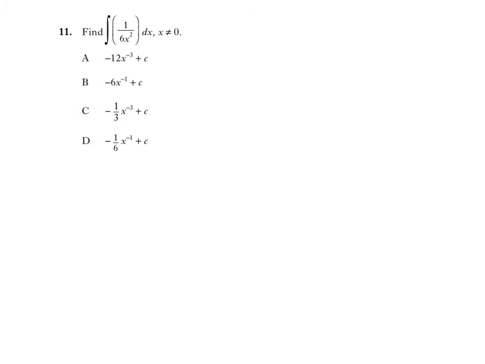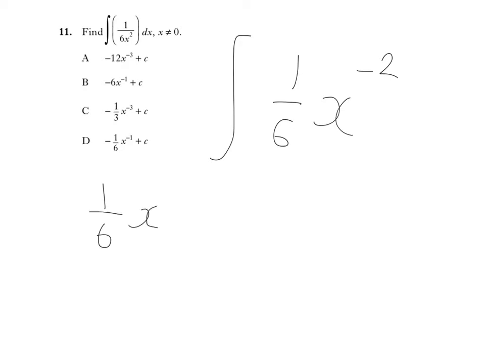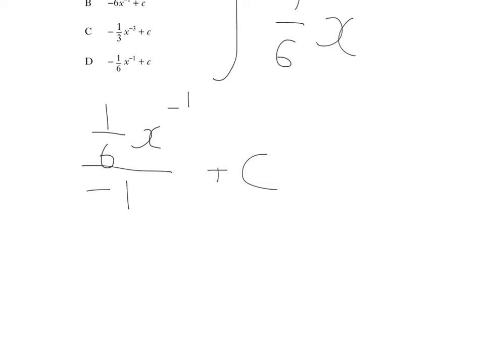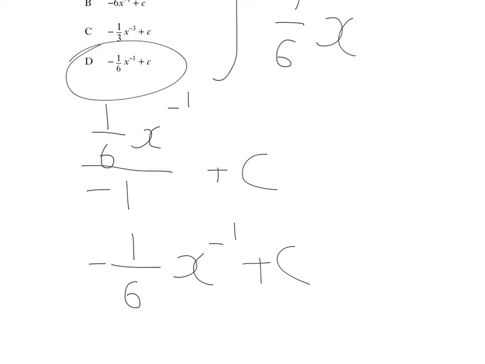Section 11, question 2. Integrate 1 over 6x squared, with 4 options. So I'm going to first of all prepare by bringing the x squared up, and that will be x to the minus 2. So add 1 onto the power and divide by my new power, so that's going to be 1/6 x to the minus 1 divided by minus 1 plus c. So 1/6 divided by 1 is 1/6, 1/6 divided by minus 1 is minus 1/6 x to the minus 1 plus c, and that is option D.